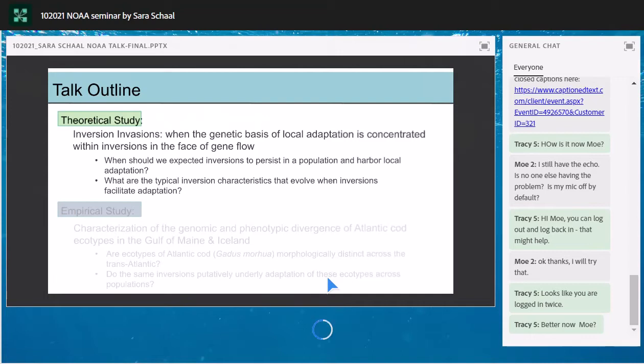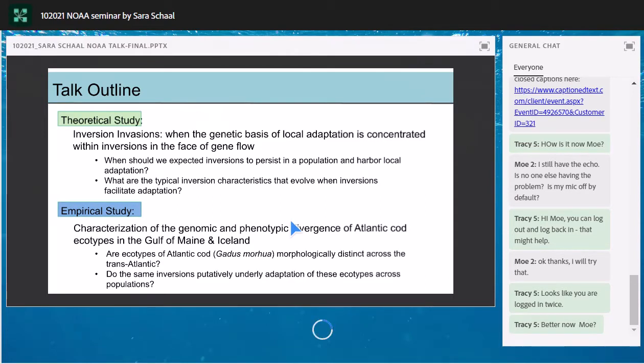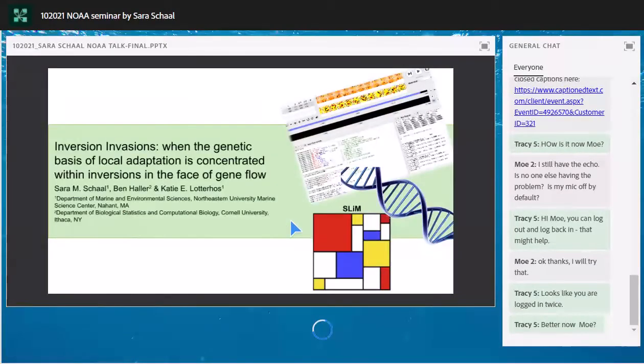And we are asking generally, when should we expect these inversions to persist in the population and harbor local adaptation? But also, what are the typical inversion characteristics that evolve when inversions facilitate adaptation? And then I'll move into the second part of my talk, which is the empirical study, where I go over the genomic and phenotypic divergence of Atlantic cod ecotypes, both in the Gulf of Maine and in Iceland. And here I'm going to look at morphological distinctions and see if they differ between ecotypes across geographic locations, and then also whether inversions putatively underlie adaptation of these ecotypes across the populations.